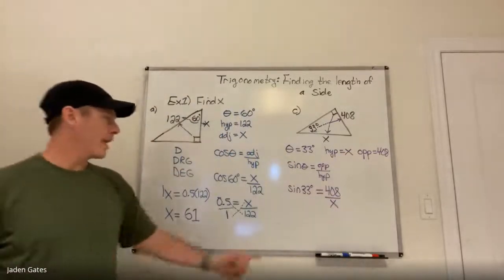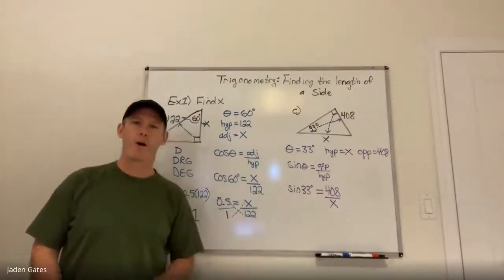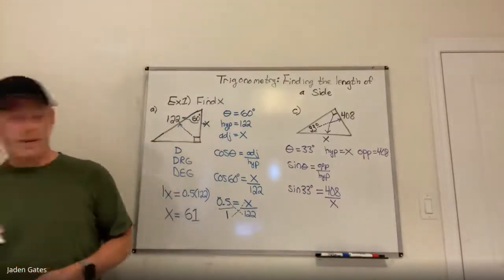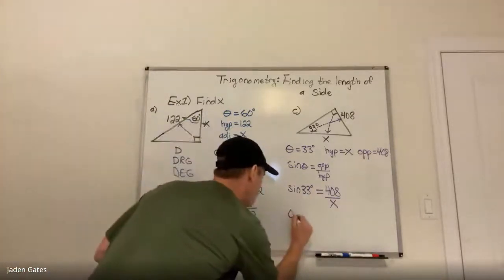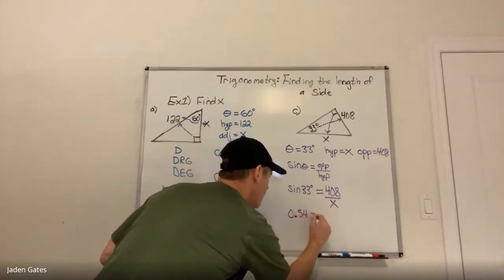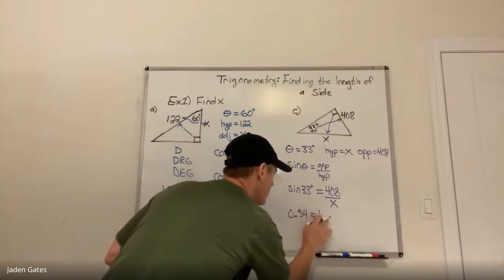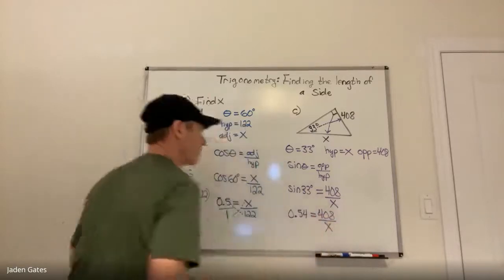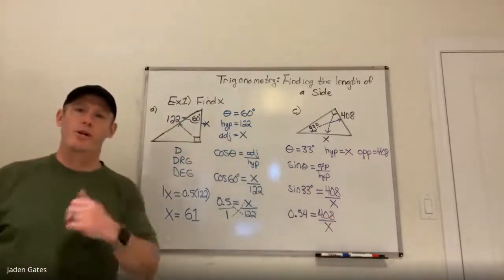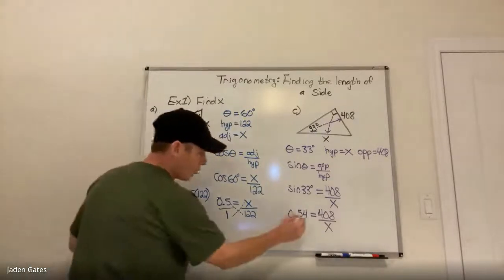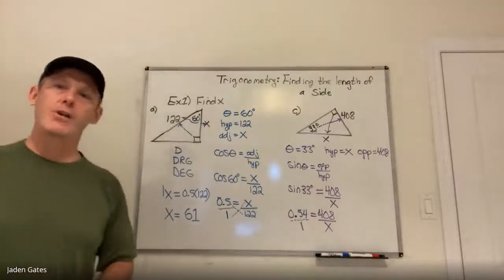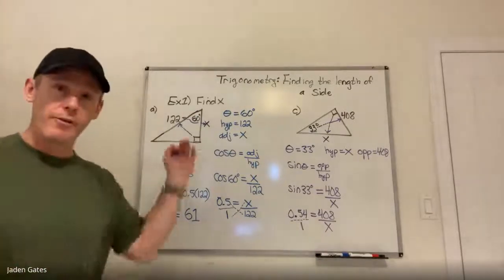Now again, got to have your calculator in the right mode. I press sine 33, and I'm getting 0.54. And again, the other side's not going to change here, so I've got 408 divided by x. Now again, here's where I do that trick where I am going to create a fraction equaling a fraction so that I can do the cross multiplying, get rid of all the fractions.